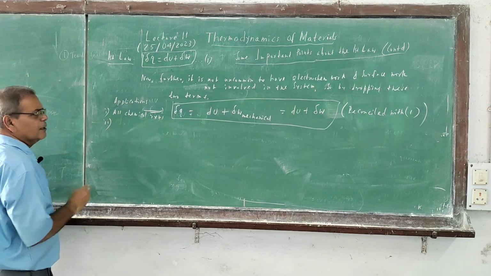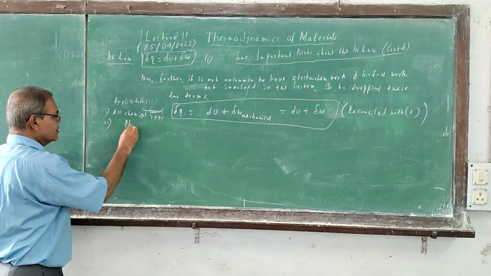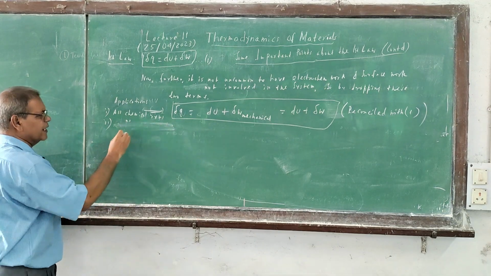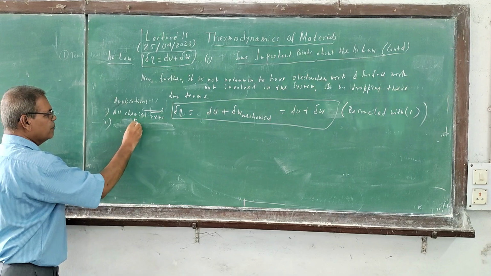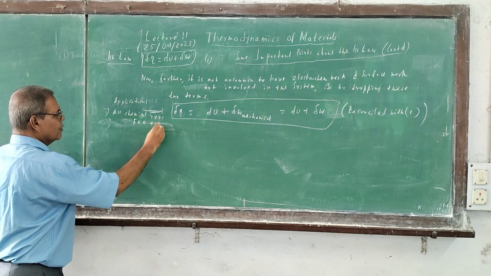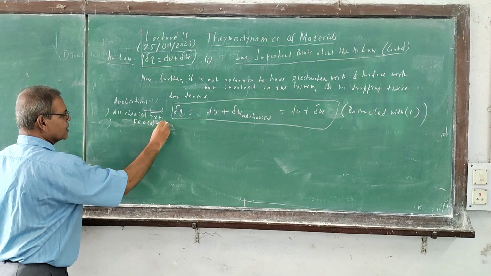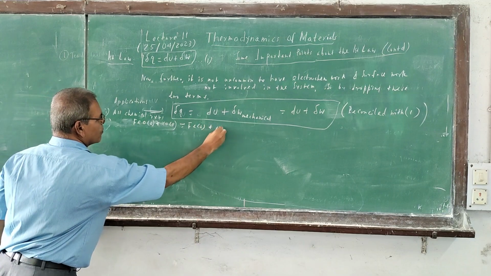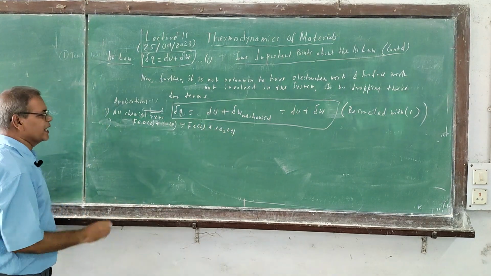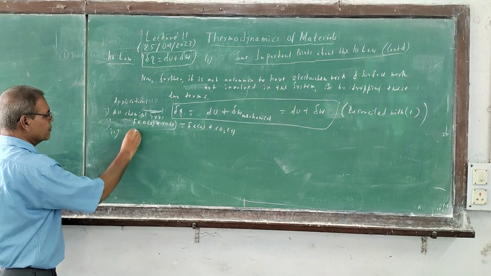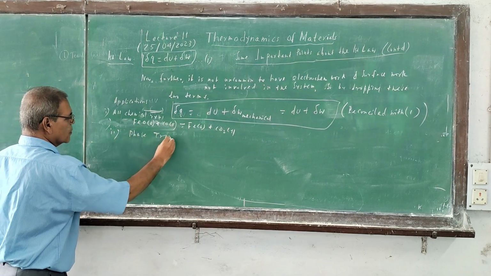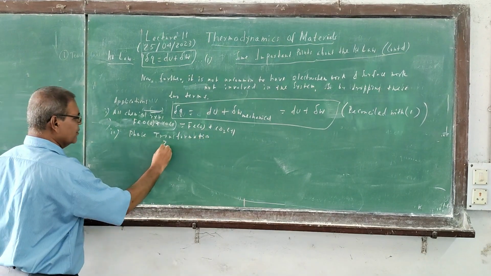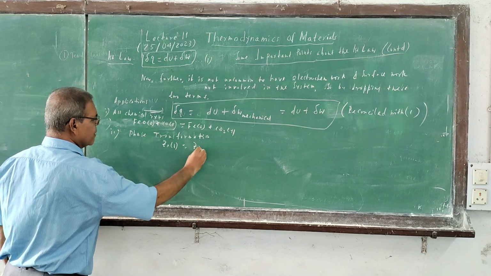Second is what? Phase transformation. A chemical reaction, give an example. Equation: FeO solid plus CO gas producing iron plus CO2. Give me an example of all chemical reactions. Second is phase transformation. Example, sir, zinc liquid to zinc vapor.